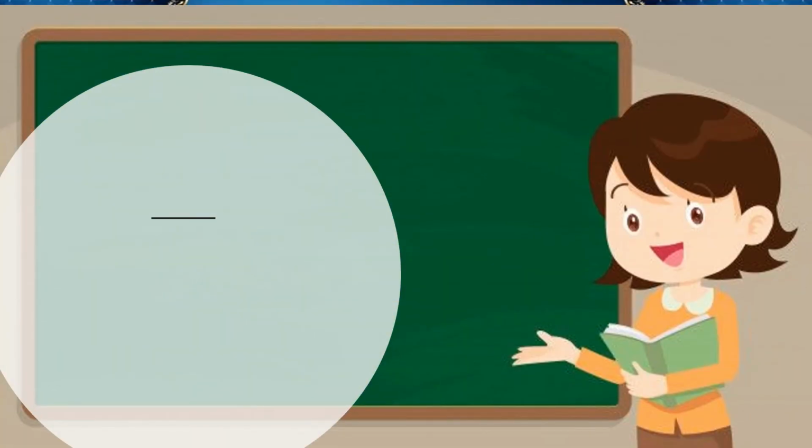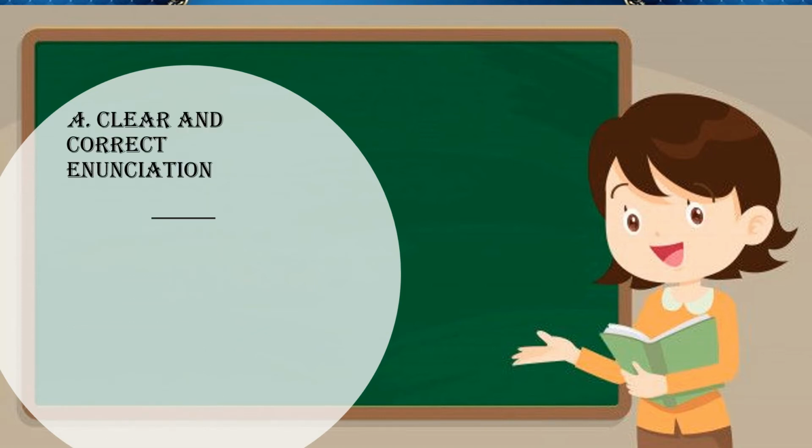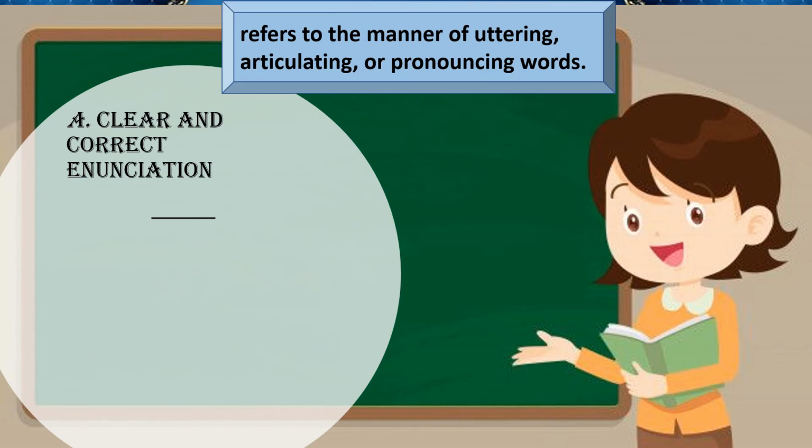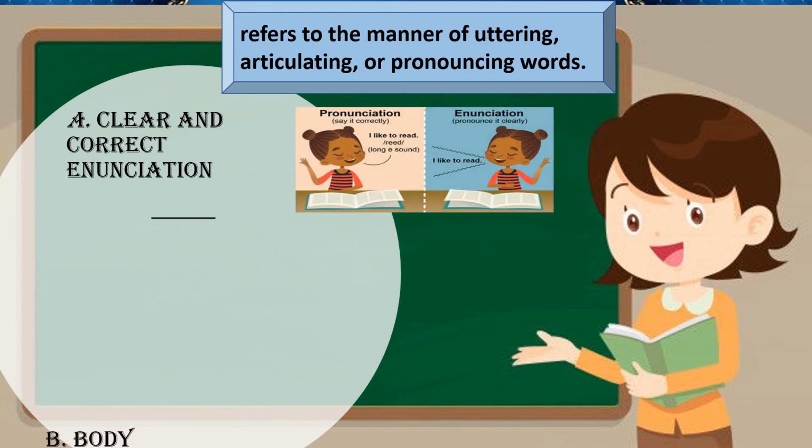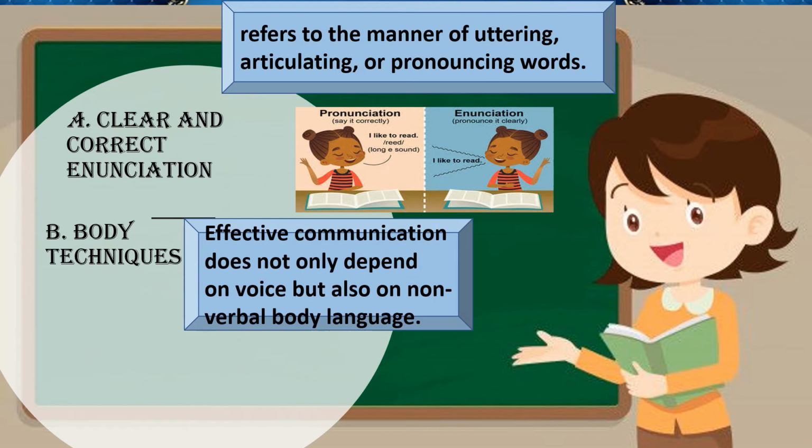For you to become an effective oral communicator, you must have a clear and correct enunciation. What does it refer to? It refers to the manner of uttering, articulating, or pronouncing words. Next, you must use your body techniques effectively. Effective communication does not only depend on voice, but also on non-verbal body language.